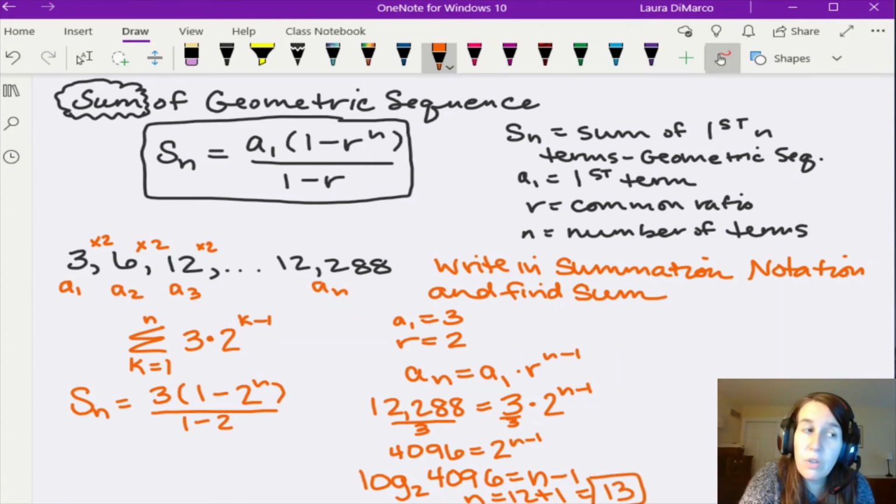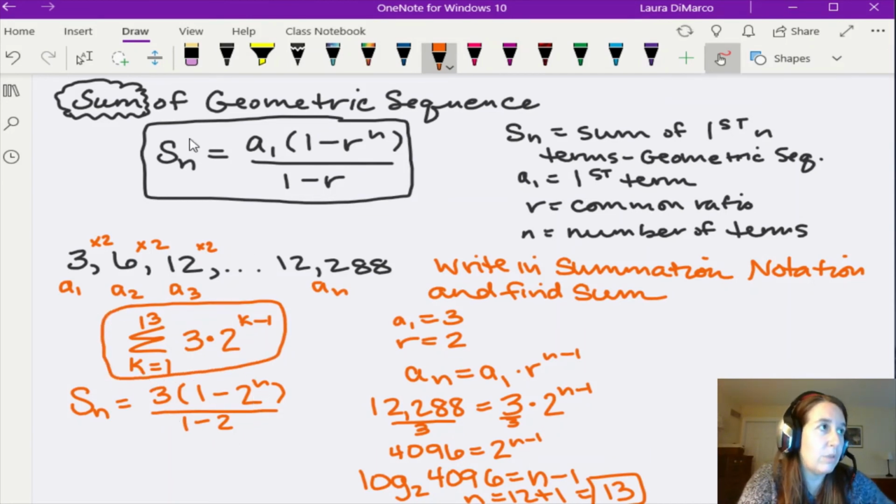Okay, so now that n is 13, we actually know everything else. Let's go ahead and fix our summation notation. We know we want to stop at the 13th term. So this is the summation notation of the sum. And then the actual sum, let's erase the n here and here. We're finding the sum of the first 13 terms, okay?